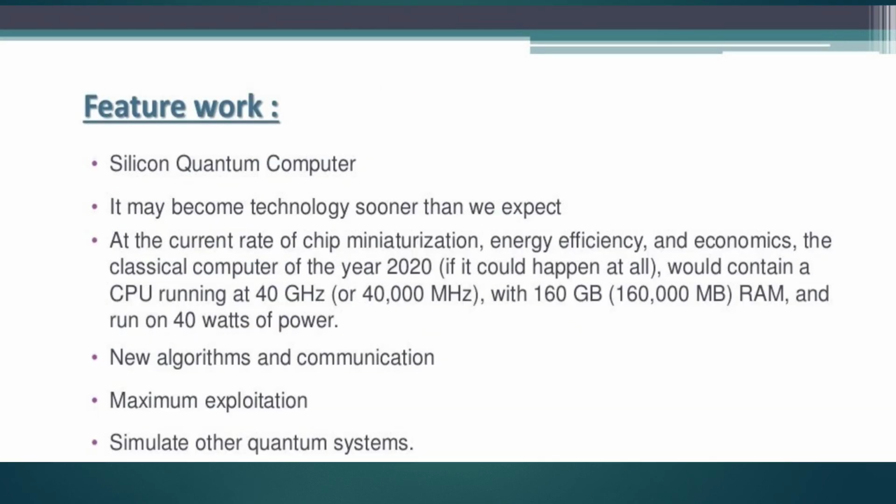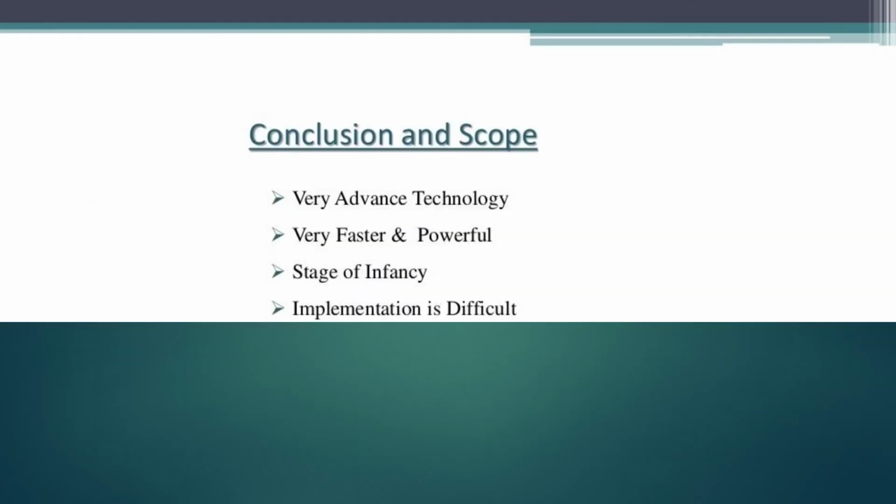Future work: silicon quantum computer, it may become the technology sooner than we expect. At the current rate of chip miniaturization, energy efficiency, and economics, the classical computer of the year 2020, if it could happen at all, would contain a CPU running at 40 GHz or 40,000 MHz with 160 GB or 160,000 MB RAM and run on 40 watts of power. New algorithms and communication, maximum exploitation, simulate other quantum systems.